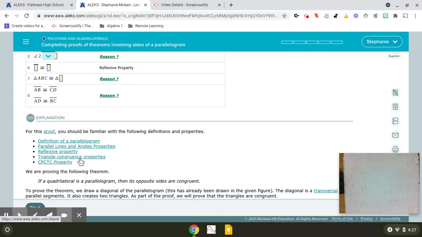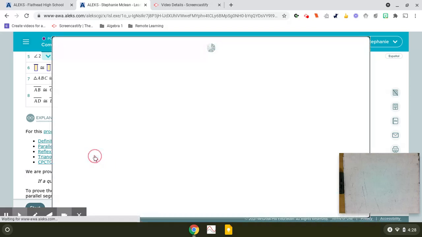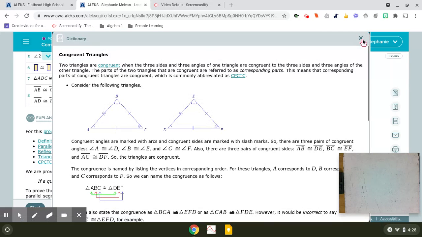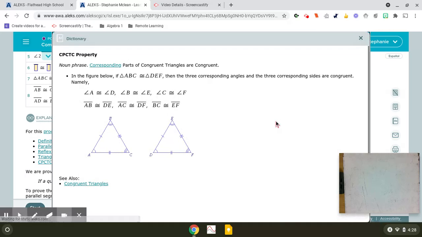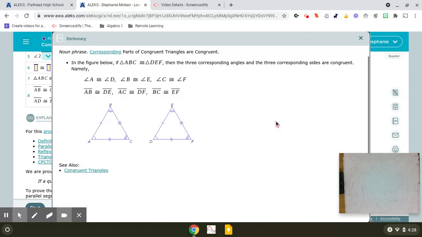You're going to need to know triangle congruence properties because you're going to have to prove two triangles are congruent. So you need to know side, side, side, side, angle, side, angle, angle, side, or angle, side, angle. If you don't know those, you can click on that and it's going to pop those up to explain them. And then you're also going to need to know the CPCTC property. This says congruent parts of congruent triangles are congruent.